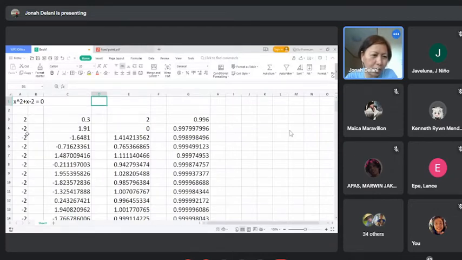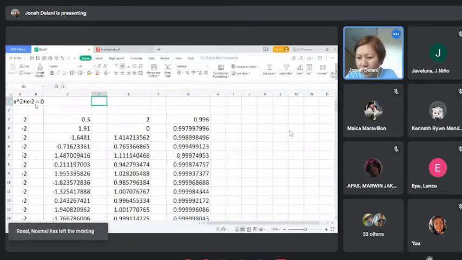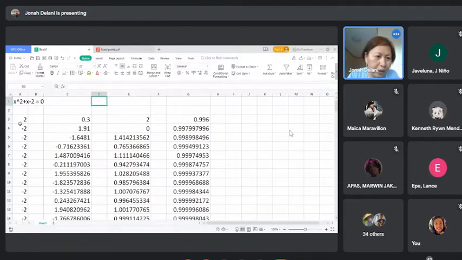For example, this 2. If we substitute negative 2, we will have 0. Right? Check. So negative 2, it becomes 4 minus 2 minus 2. Then that would be equal to 0. Therefore, that's the root. We substitute that actually to the original equation. If it is correct, then the root that we solved is correct. So this is an example.